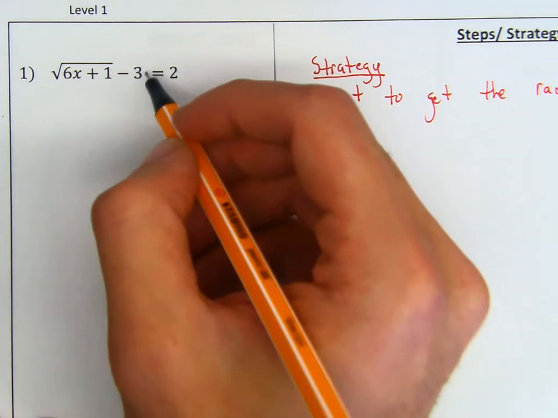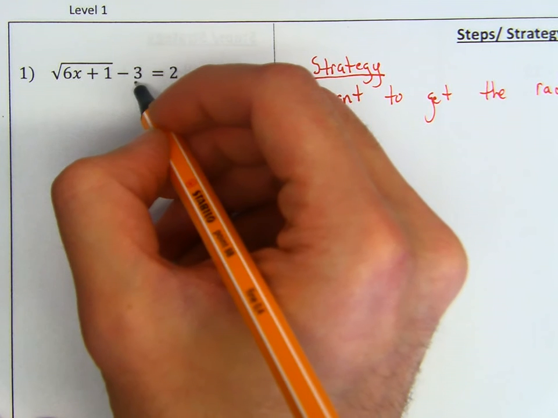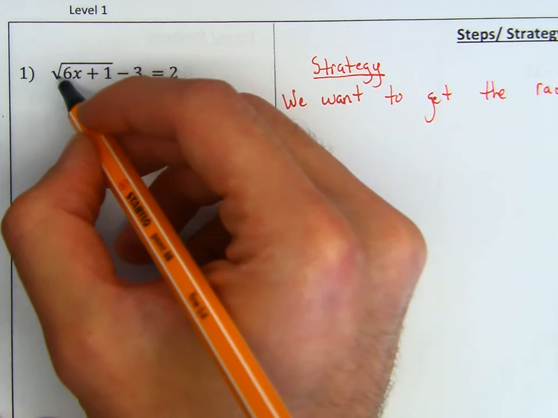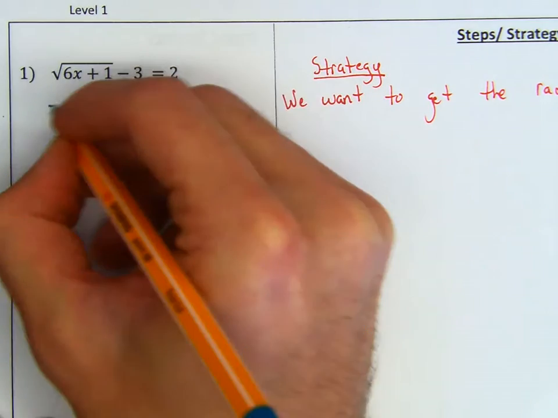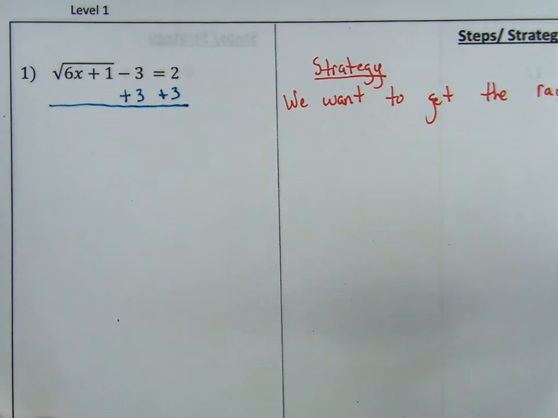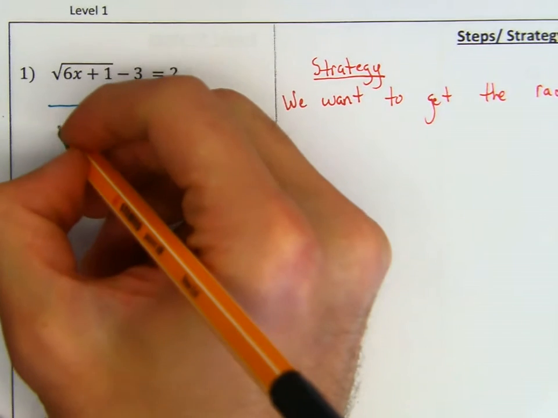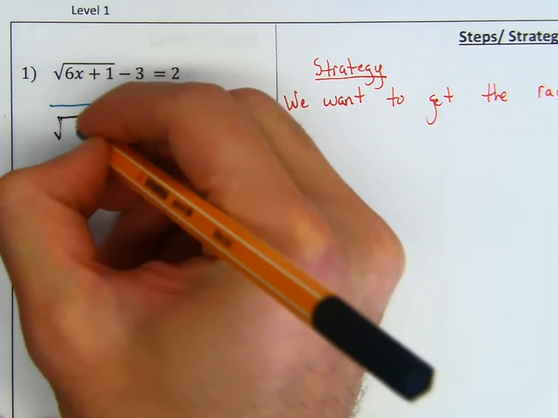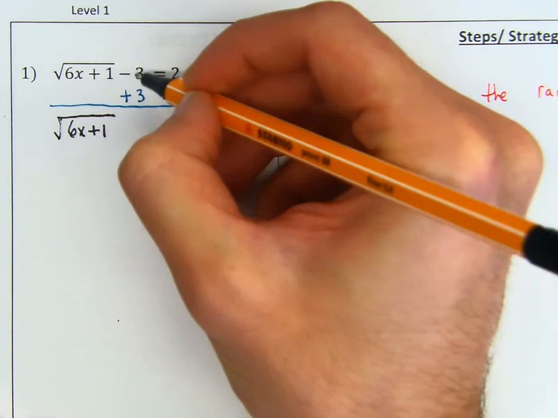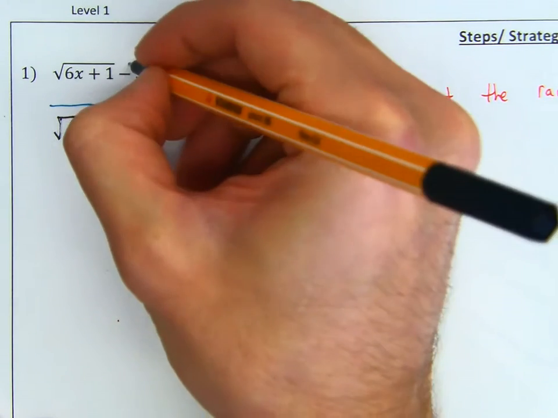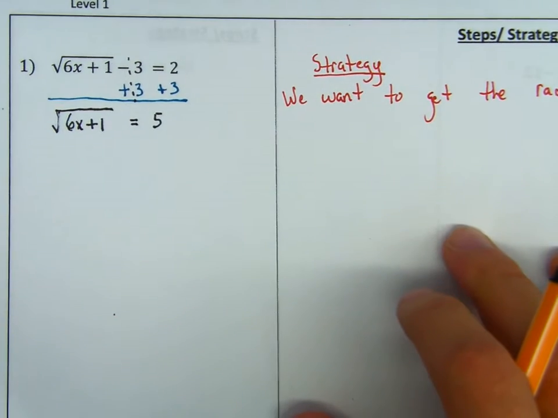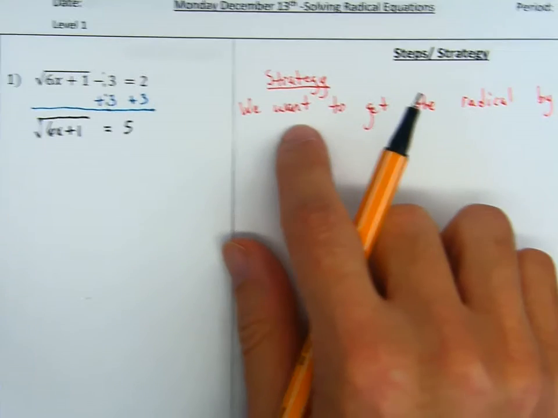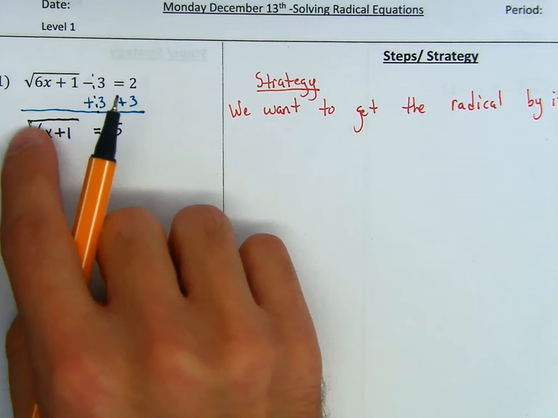Here, notice that this minus 3 is outside, and this minus 3 is not part of what is inside the radical. So what you're allowed to do is simply add 3 on both sides. Now this would be square root 6x plus 1, and notice that this minus 3 plus 3 becomes 0, so we just cancel it out, equals 5. Okay. So did we accomplish this strategy of getting the radical by itself? We did. It is by itself.